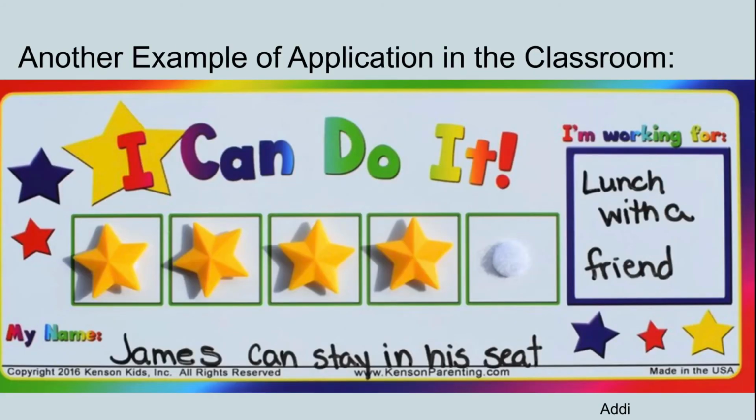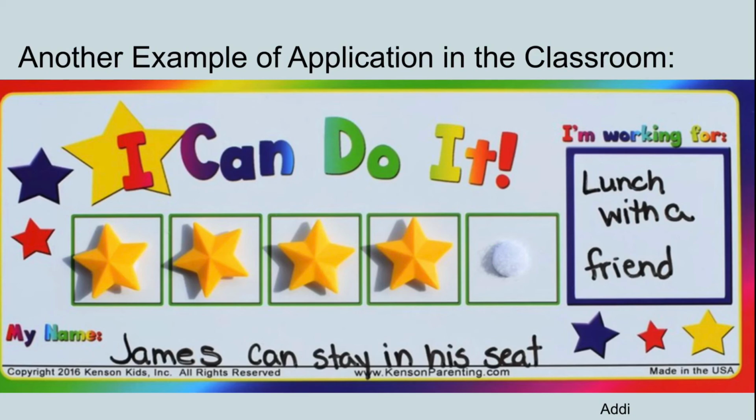So this is another example of the theory in the classroom. You can have one of these on your wall with the student's name, what they want to work on, and there's a place in each square to put a magnet. In their case, they're only doing 5, where in our classroom we would have done 15. But what they're working for is lunch with a friend and an "I can do it." And this is just to put on the wall, and all the students will be able to look at it, and they can always see where their progress is and how close they are to getting what they are working for.